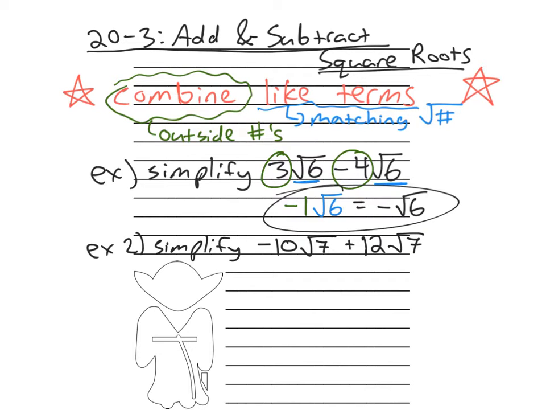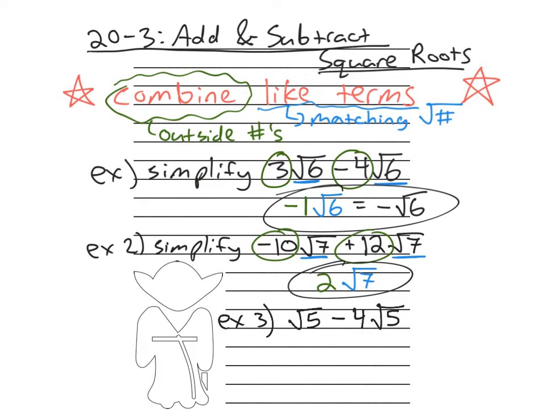Here's another example of matching radicals, like terms. These are like terms because the 7 is the same under both the radicals there. Got the same root 7, so our answer will have root 7. And then we combine the outside numbers. Negative 10 plus 12 is 2. So 2 root 7 is that answer there.